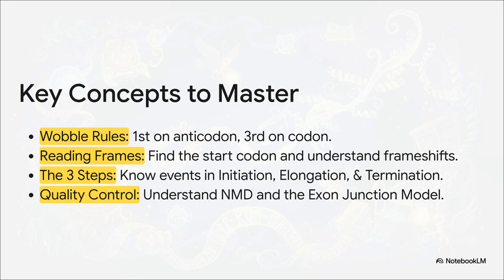Number 2, reading frames. Know how to find the start codon and understand the devastating effect of a frame shift. Number 3, the 3 steps. Be able to walk through the key events of initiation, elongation, and termination. And number 4, quality control. Understand what NMD is and how that exon junction model works. If you've got these 4 down, you are in excellent shape.